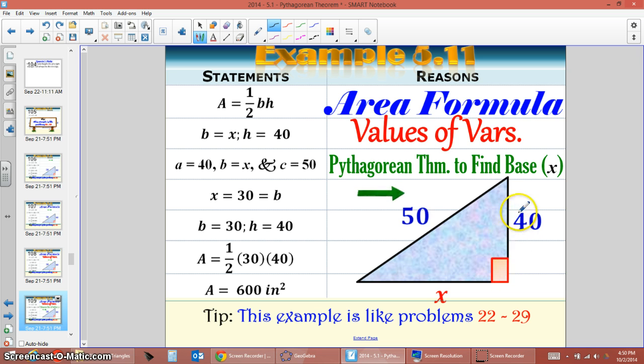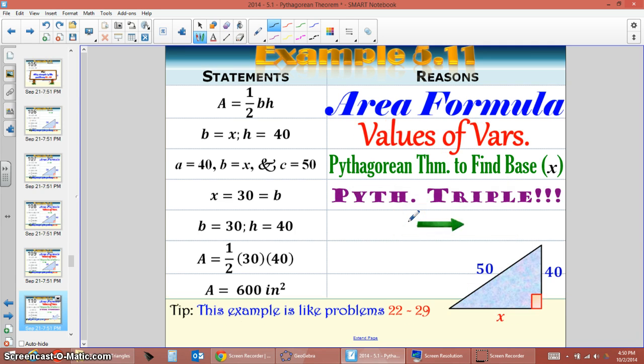Now, I notice this is a 4 and a 5. Well, that's a multiple of a Pythagorean triple, right? We say a 3, 4, 5 triangle. Well, this is going to be a 30, 40, 50 triangle with a Pythagorean triple.